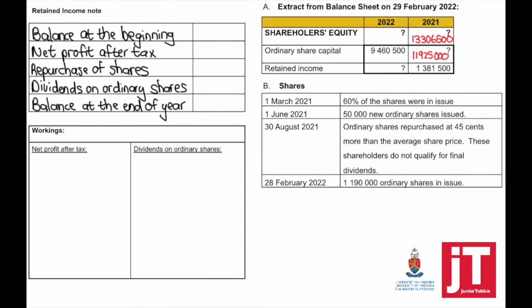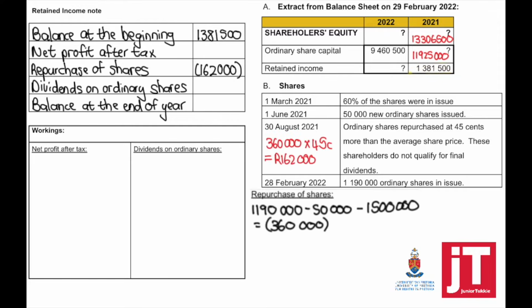So to complete the retained income note, we start with the balance in the beginning. It was given to you. The repurchase of shares, we've calculated that 360,000 shares were repurchased at 45 cents above the average price, and that is the amount that will appear in the retained income note.